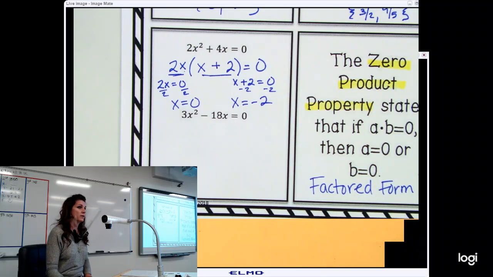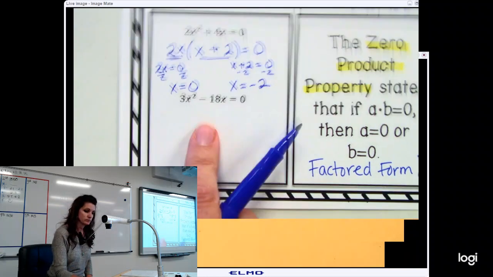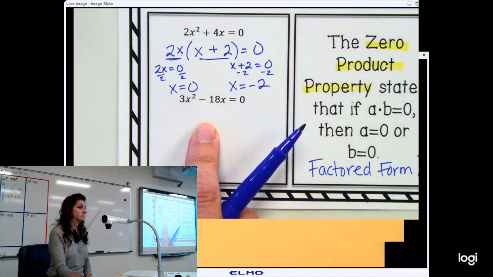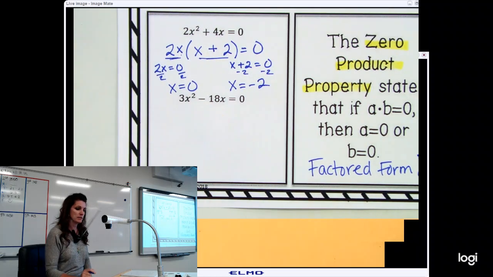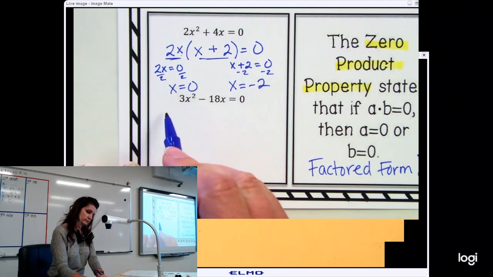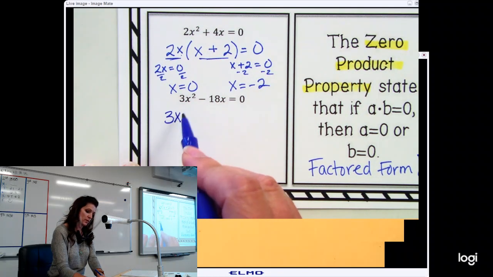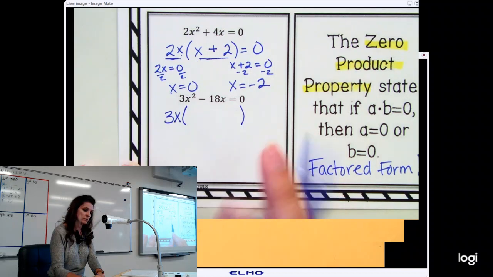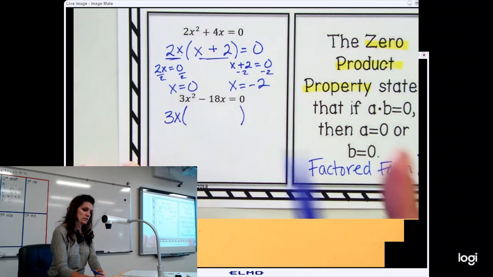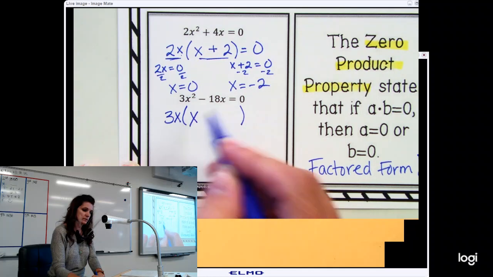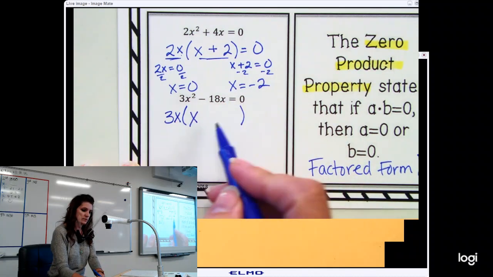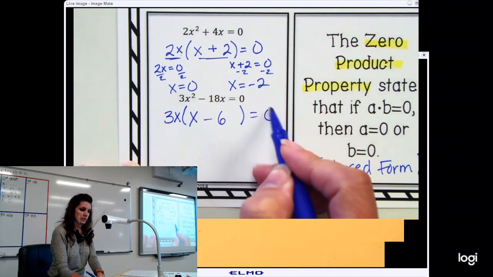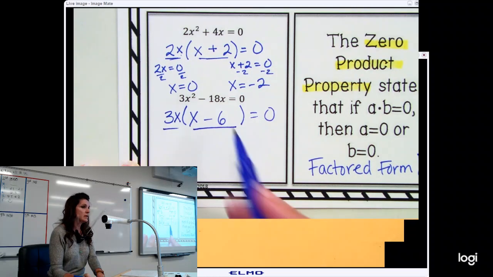Last one. You guys are practically masters with just a little bit more practice. Factor that one. What goes into 3 and 18? 3. Okay, and I heard the x. Somebody already anticipated my next question. This divided by this is x minus 6. There's my A and my B.